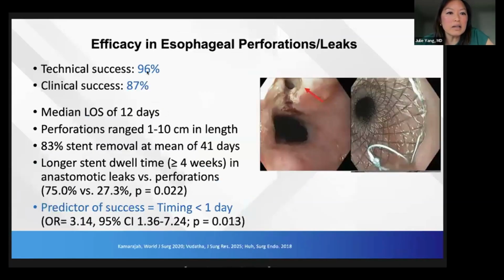So efficacy, technical success is the same as in any other scenario. Clinical success is 87% in this study. The length of hospital stay was 12 days, which is pretty remarkable for a perforation. And the perforations ranged in size. 83% of the stents were removed at a little over a month. Stent dwell time was a little bit longer in leaks than it was for perforations. And really the most important thing, which is the predictor of success, is timing. So you have to recognize it and try to manage it within 24 hours.